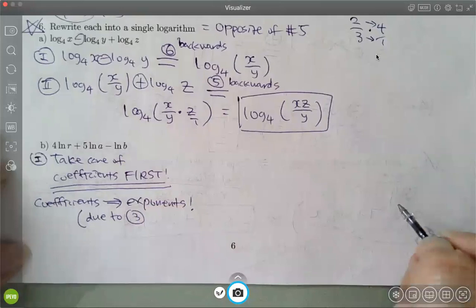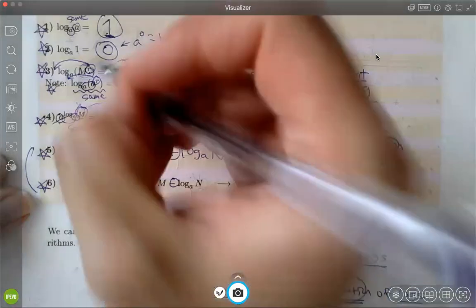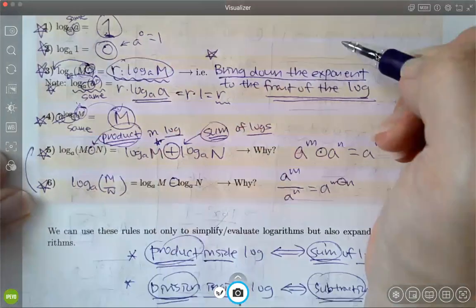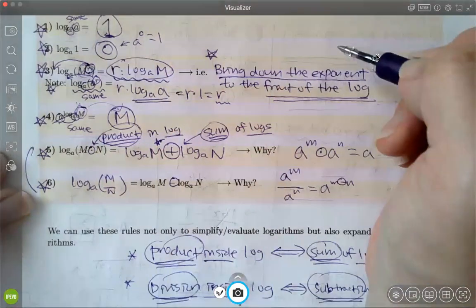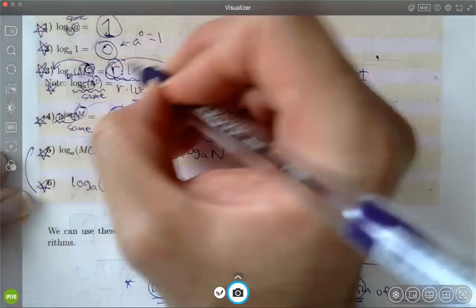Once again, backwards, right? Because remember, rule number 3 said what? Whenever you have an exponent within the log, you can pull it out and put it in front, and that becomes the coefficient. So what do you have to do? Whenever there is some number in front, you have to push it back within the log, right?